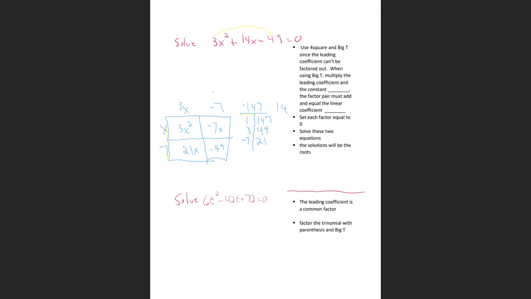So the edges become my factorizations. So x plus 7 times this 3x minus 7, and that's going to equal 0. So this may not be the best way because that negative 147 becomes a pain in the butt. So x plus 7 has to be set equal to 0, and 3x minus 7 has to equal 0. Again, notice that I can just look at that and say, well, negative 7's got to be the solution there.